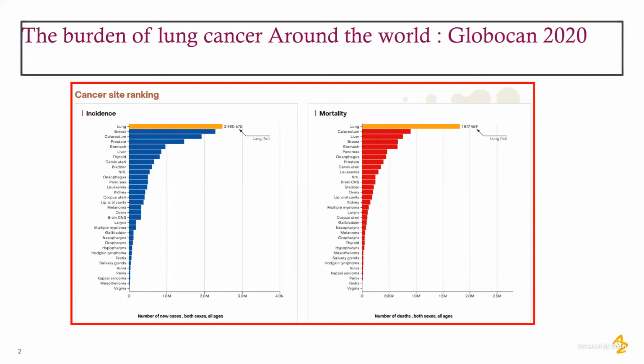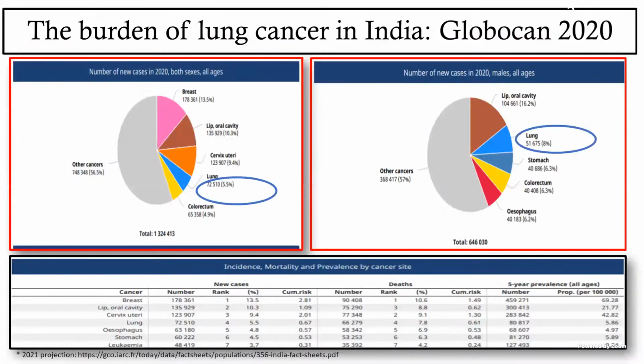This is, as per Globocan 2020, the burden of lung cancer worldwide. As we see here, as per its incidence as well as mortality, lung carcinoma comes at the first place. So we can say that the most common malignancy diagnosed, along with the mortality, is lung carcinoma. This is the worldwide distribution. And as far as India is concerned, it is the second most common malignancy in men, only after the lip and oral cavity. And in women, it comes at the fourth place after breast, lip, oral cavity, and uterine cervix.